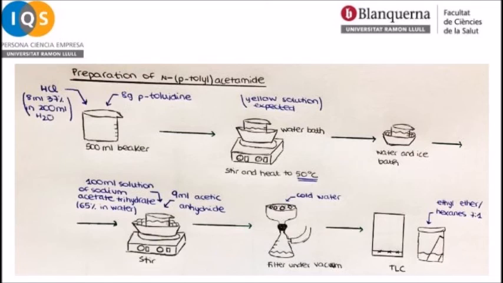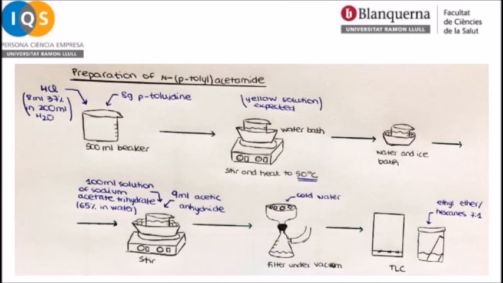First, we add 8 grams of p-toluidine in a 500 ml beaker, and a solution of 8 ml of concentrated hydrochloric acid in 200 ml of water is added. The mixture is heated at 50 degrees in a water bath and stirred until complete dissolution of the amine. At this point, a yellow solution is expected. The solution is cooled down with the aid of an ice water bath.